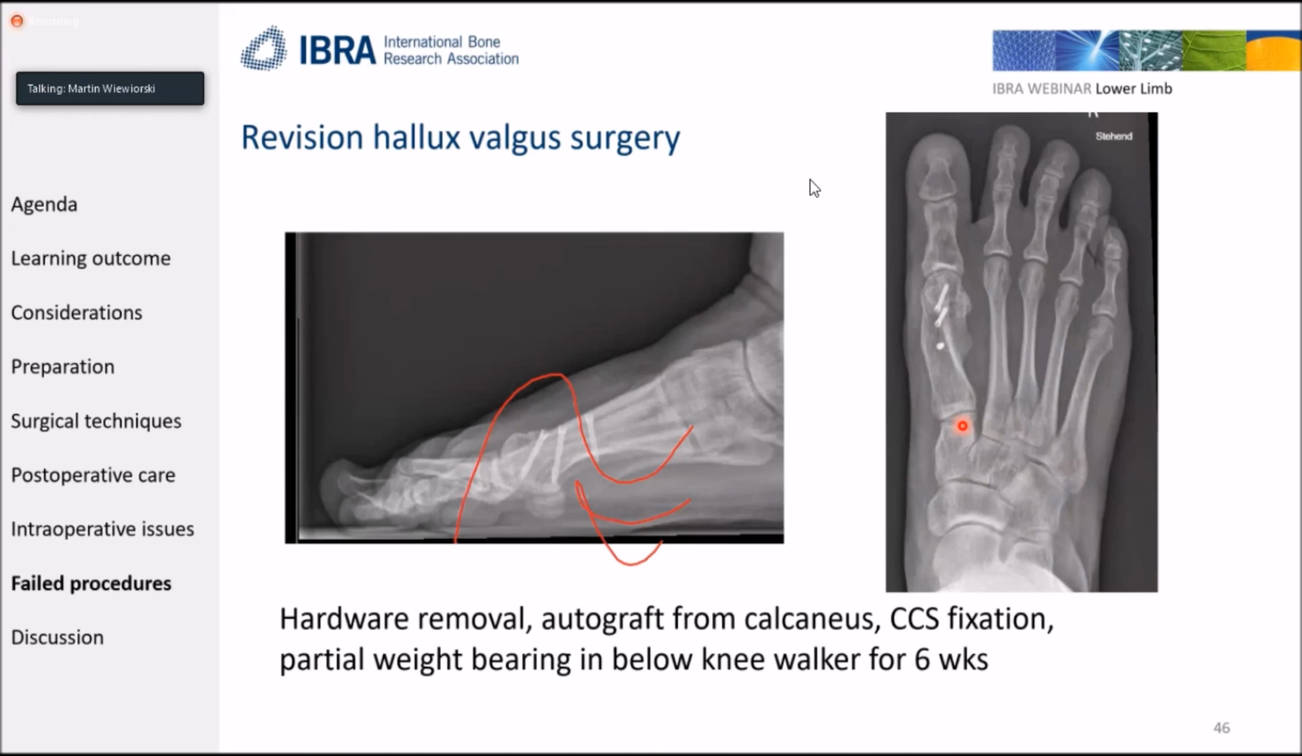So I revised it. I basically had to redo the osteotomy and then fix it, and I did this with 2 CCS screws and 3 CCS screws here. This is the result, I think, 6 months after the surgery. I think I could salvage the situation, and the patient was sufficiently happy after this.